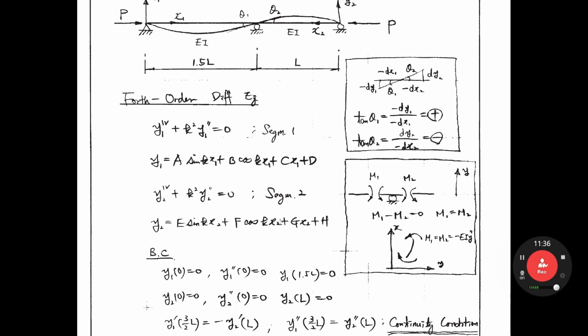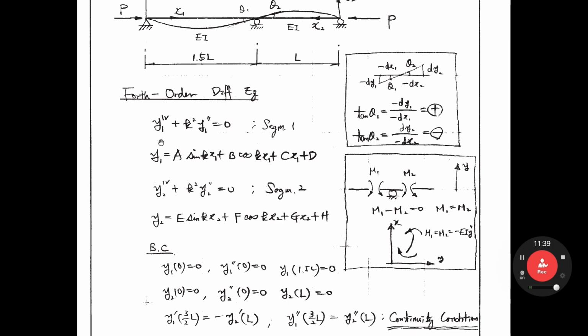So in boundary condition, as you see here, the displacement here equals 0. So y1(0) equals 0. And how about moment here? Moment equals 0, right? EI y1'' equals moment, right? So EI is not 0. y1''(0) must be 0.